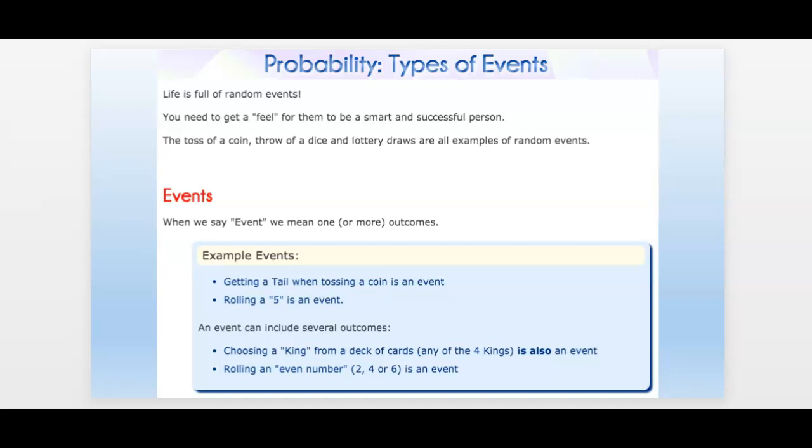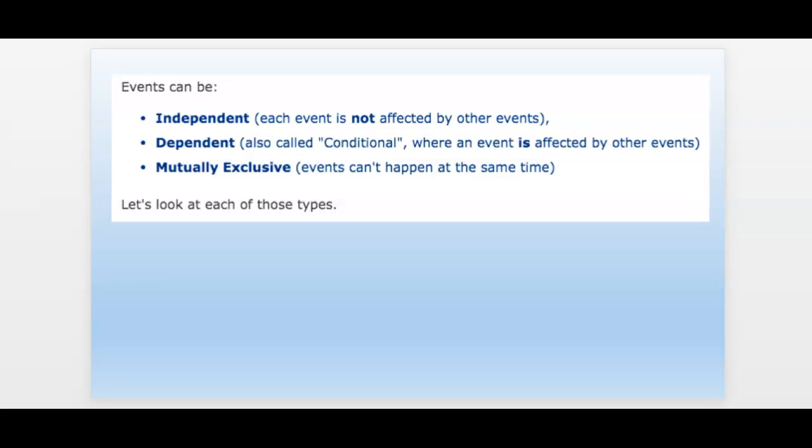Let's look at an event. An event is just an outcome. It's like a happening, something that we can observe or put a measurement to. You can say it happened or it didn't happen. Toss a coin, roll a die. These are the three types of events we talked about: independent, dependent, and mutually exclusive. There are the definitions right there for you.